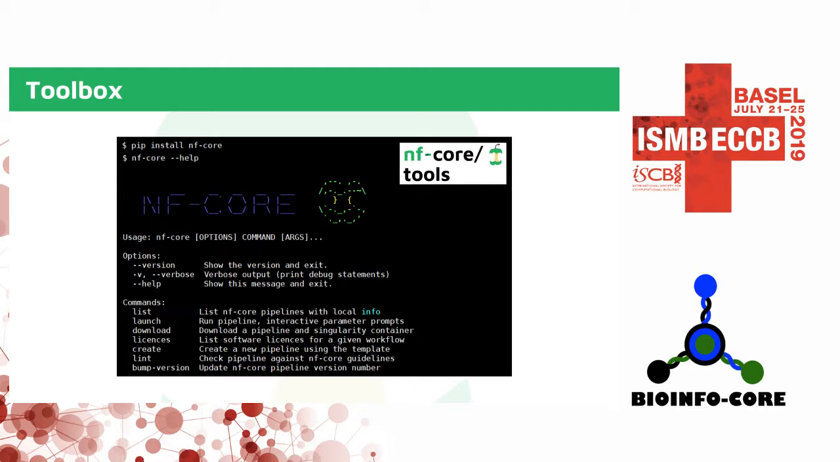You can list pipelines, and you can download pipelines if you're running in an offline environment. You can lint pipelines, which is also quite important to make sure that your pipeline is adhering to the best practices that we set. You can bump versions, so just before you release, you can go from a dev to a version tag, and it essentially updates the pipeline version in all the correct places for you, so you don't have to do that.